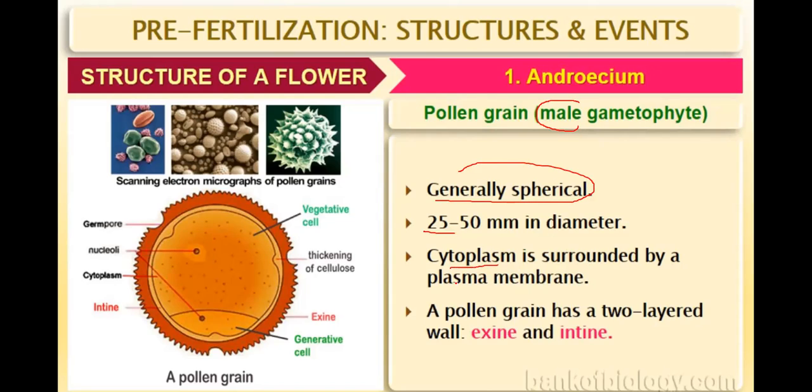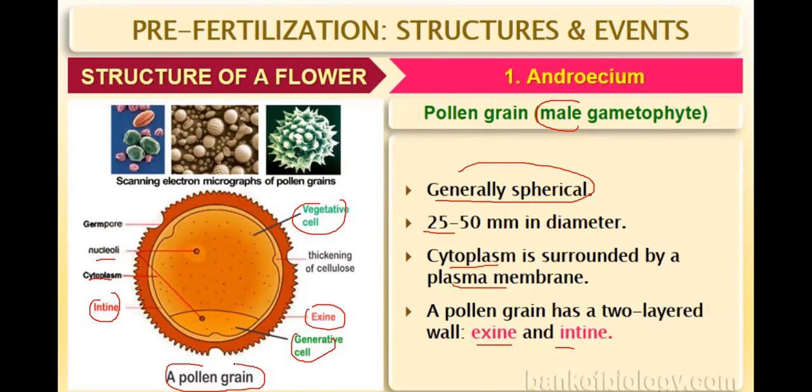The cytoplasm is surrounded by a plasma membrane. A pollen grain has a two-layered wall, exine and intine. It has two layers: the outermost is the exine, and the inner one is the intine. It has cytoplasm, a nucleus, and germ pores. There are two cells: the bigger cell is the vegetative cell, and the smaller cell is the generative cell. So this is the structure of a mature pollen grain.